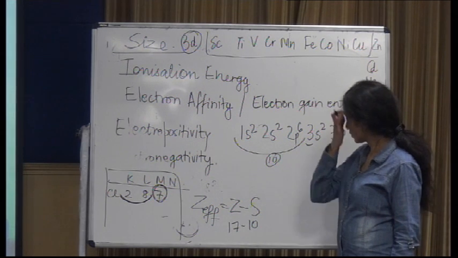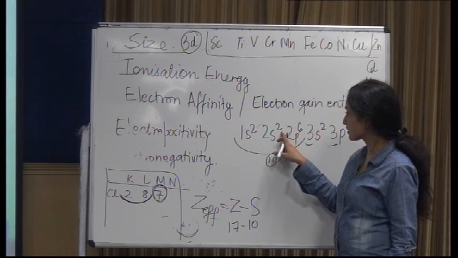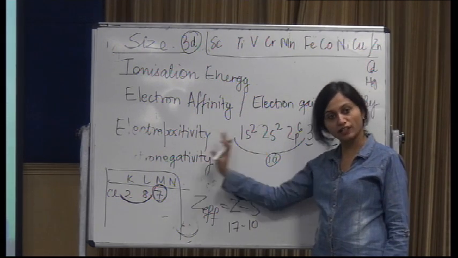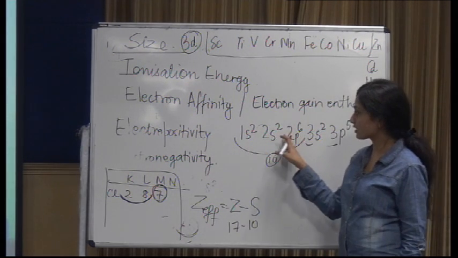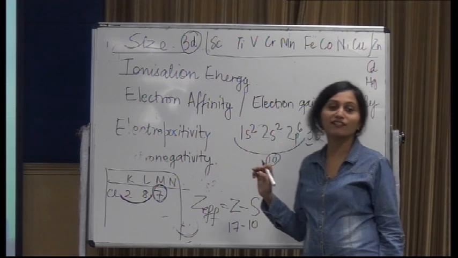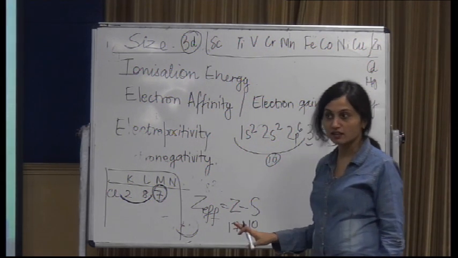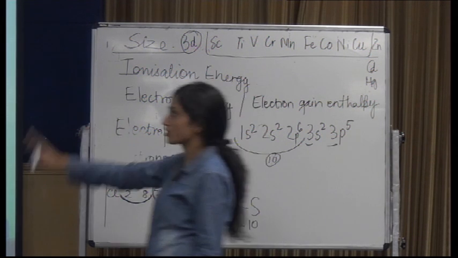6 plus 2, 8 plus 2, 10. Inner, all inner. 6 plus 2 plus 2. I felt my maths was wrong temporarily. So now what you have is 17 minus 10. This thing is clear to everyone. Now you can check out for the others.